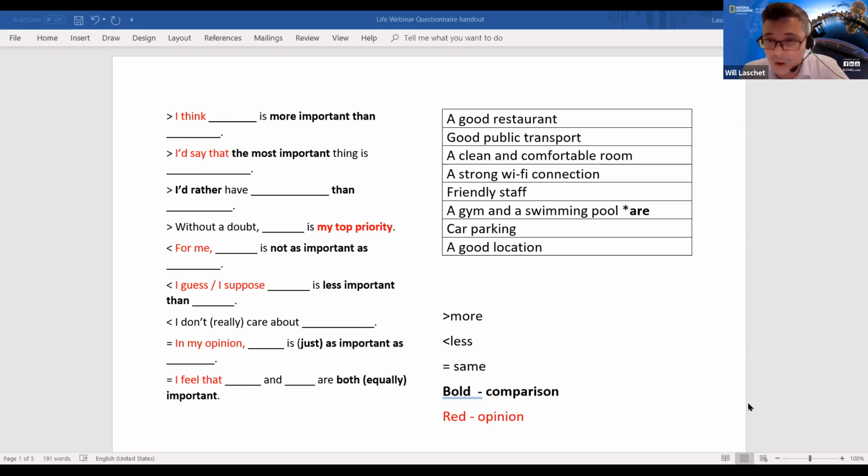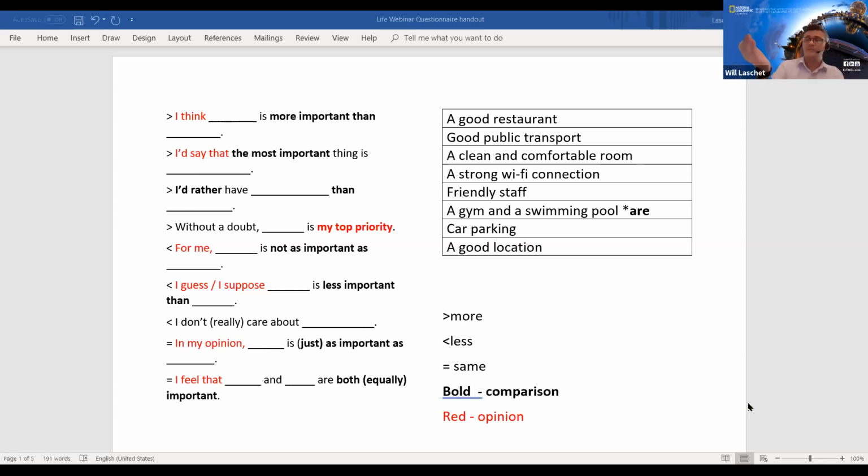Let's have a couple more. I don't really care about car parking. Yeah, same for me, Mark, because I don't drive. I can't drive, so not important for me. Sam says, I think a clean and comfortable room is more important than car parking. There we go. Excellent. Another one, from Hannah: for me, a clean and comfortable room is as important as the friendly staff.